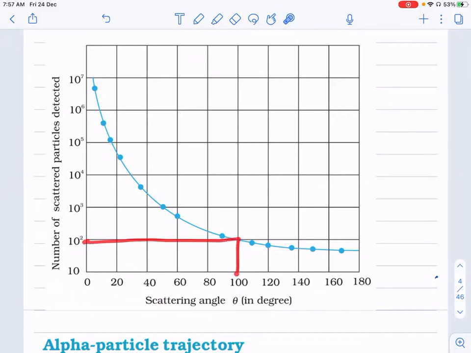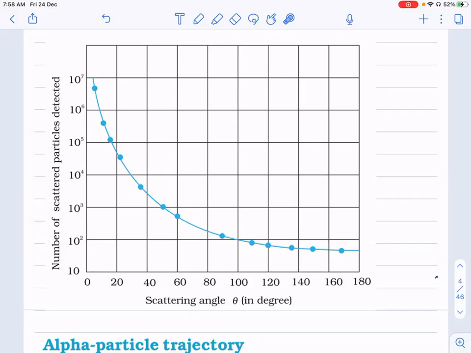कितने? Only 100 particles are having the angle of scattering more than 90 degree. कितने थे initially? 10 to the power 7. है ना? 10 to the power 7 means very huge number. है ना? It is 10 million. कितने? 10 million particles में से only 100 particles will have angle of scattering more than 90 degree. Most of them, देखो, most of them are having the very small angle.